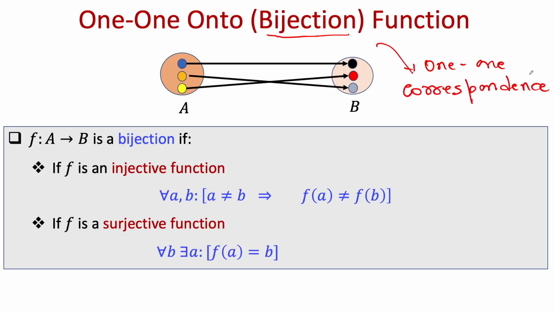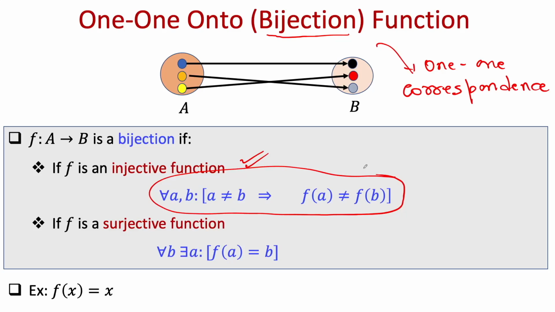So again, you are given a function f from the set A to the set B. It will be called a bijective function or bijection, provided f is an injective function. That means this condition should hold. That means different or distinct elements should have different images, and the function has to be a surjective function.